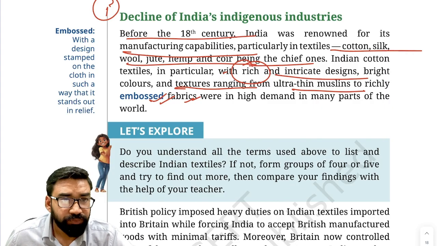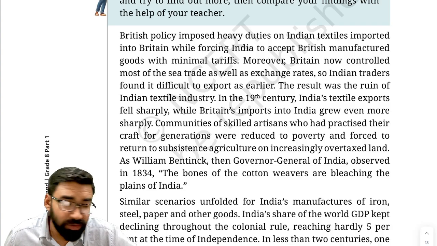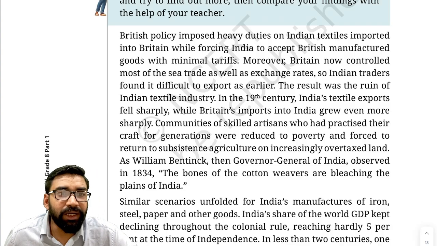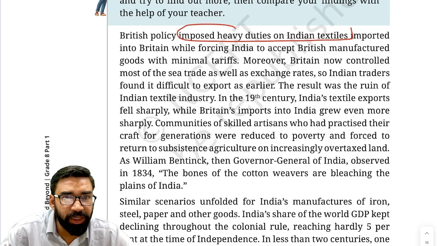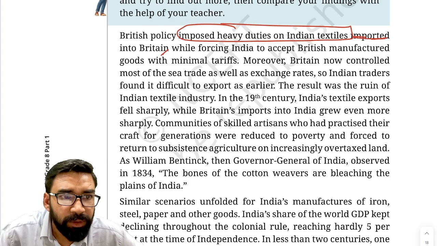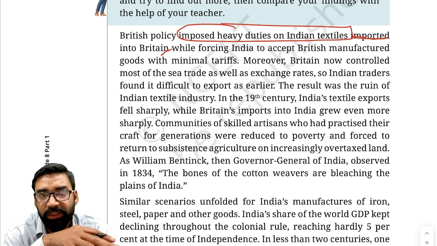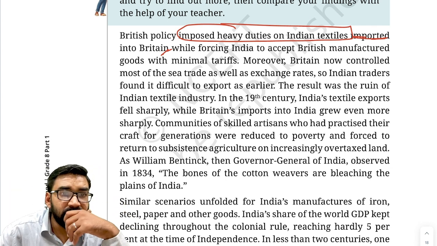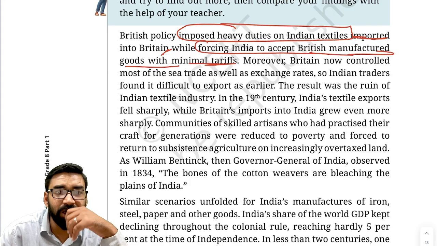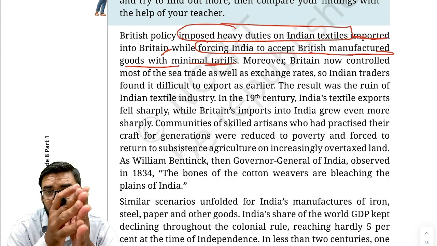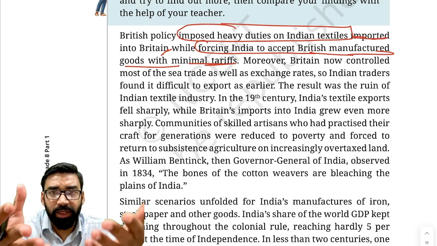Fine. Now, what was the British policy? How did they start exploiting Indian industry? So what did the Britishers do? They started imposing heavy duties on Indian textiles imported into Britain. Clear? So they started imposing what? Heavy duties on Indian textiles which were imported into Britain. The second important thing, it forced India to accept British manufactured goods at minimal tariff, whatever the goods that were coming from Britain, clear. So those goods were actually based on minimal tariff.